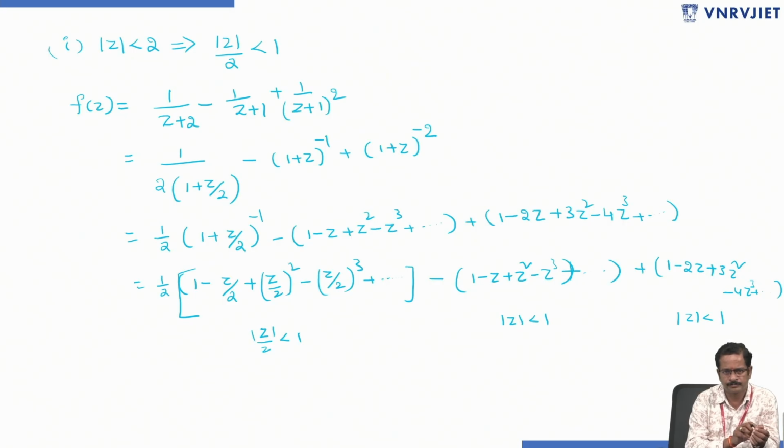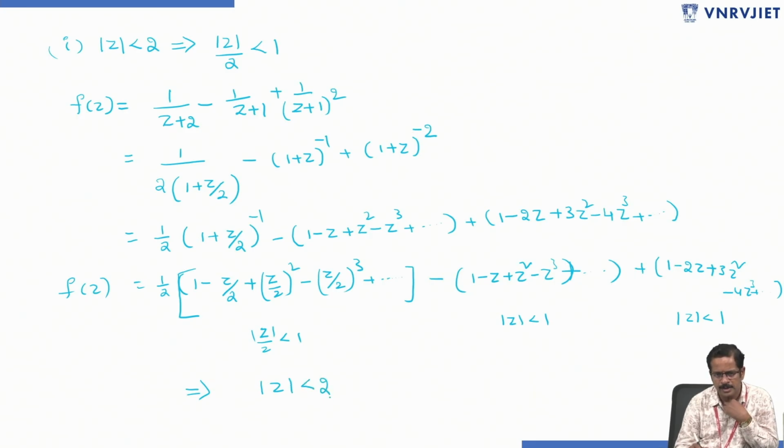Okay, so therefore the Laurent expansion of f of z from this, the region of convergence is mod z less than 2. Mod z less than 2 means even mod z less than 1 is also included in that. So mod z less than 2 is the common existence region, the convergence region for the given function, for its Laurent expansion.